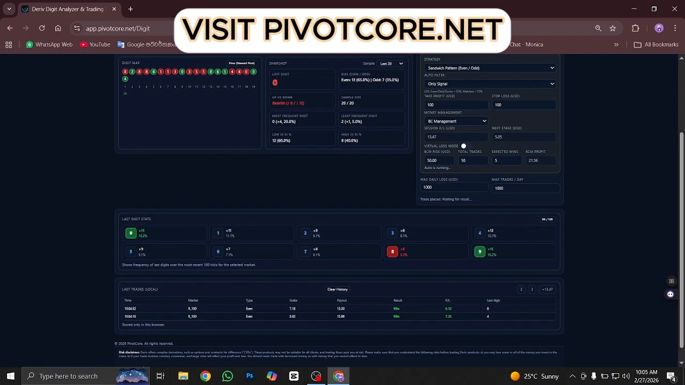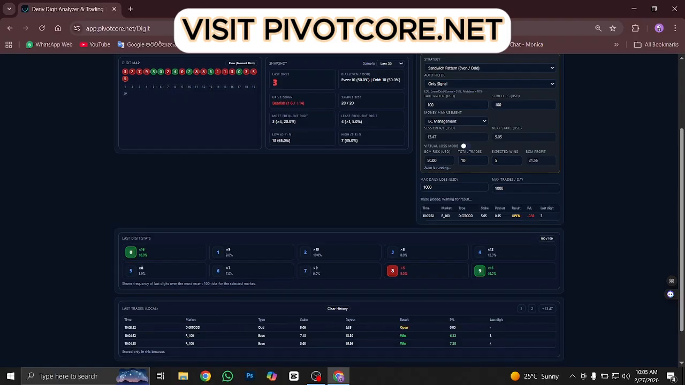I've configured the bot to look for specific market conditions before it enters a trade. The beauty of this platform is the control it gives you. You set your stake, your target profit, and your safety nets. We aren't just gambling here. We're executing a mathematical plan that waits for the highest probability of an even or odd outcome.